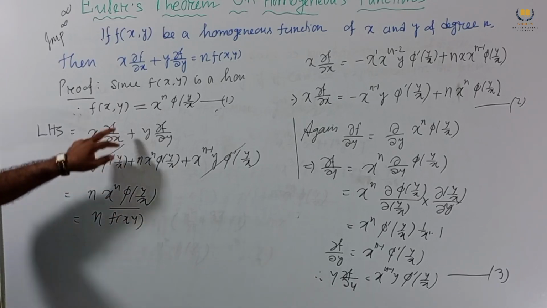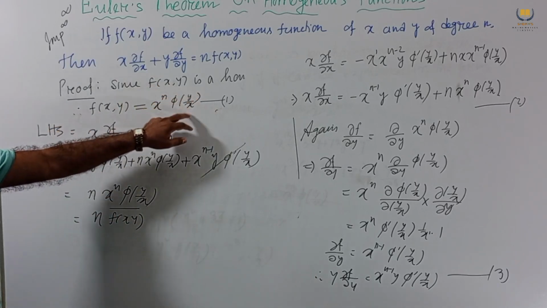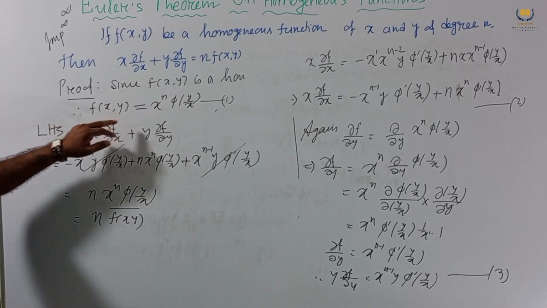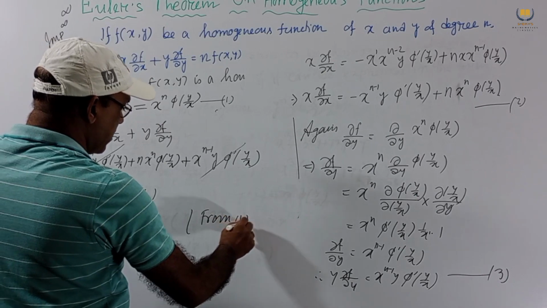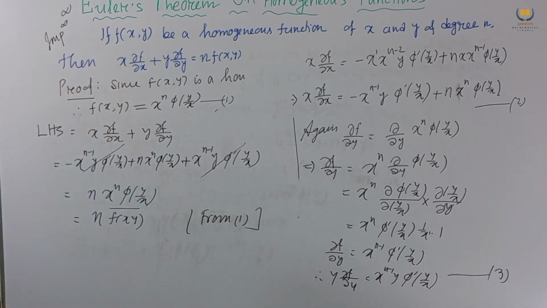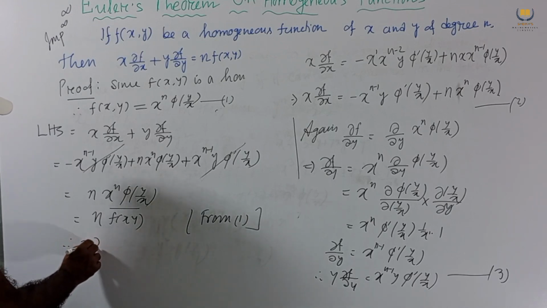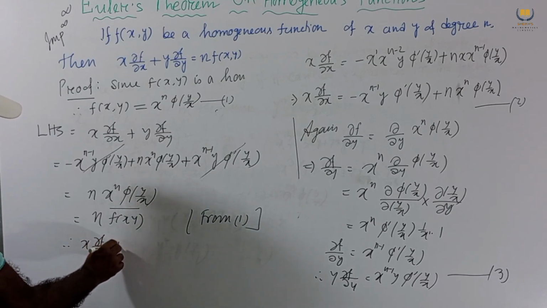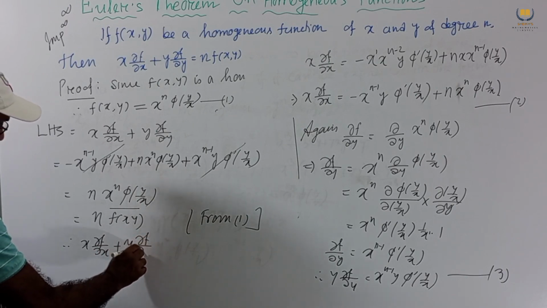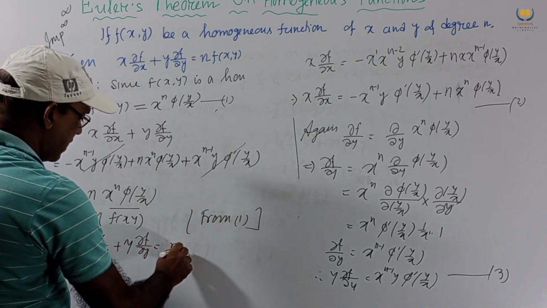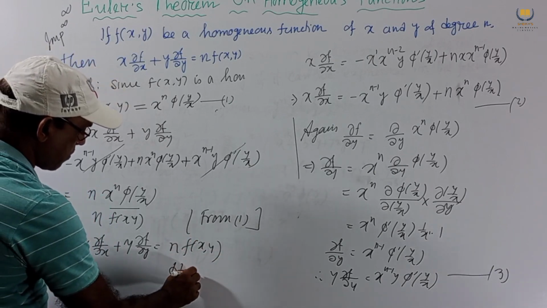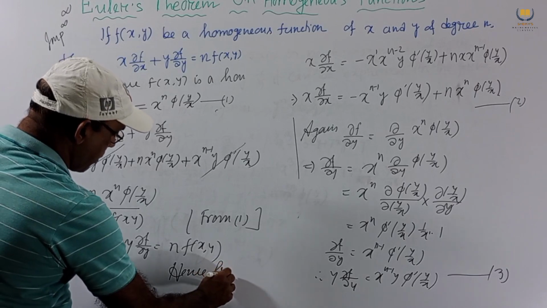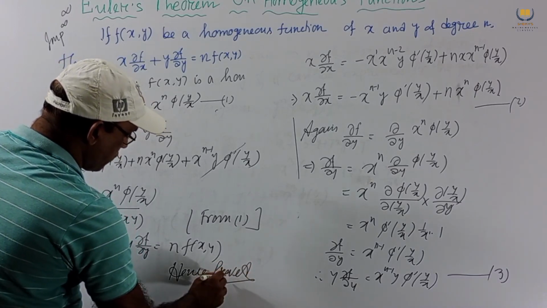This means we know x to the power n phi of y by x means f of xy. So we get f of xy. This is the result we get from 1. Using 1 we get this. Now what we get in the left hand side is this, and in the right hand side we get this. Therefore we get x del f del x plus y del f del y equals n into f of xy. Hence proved. This is the proof.